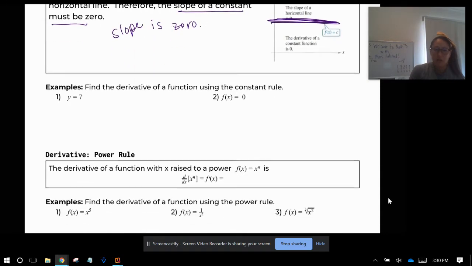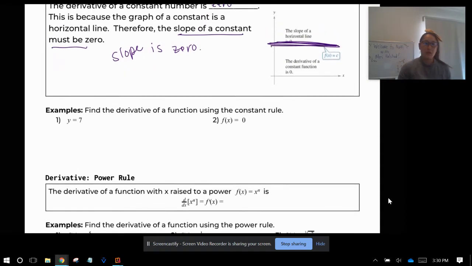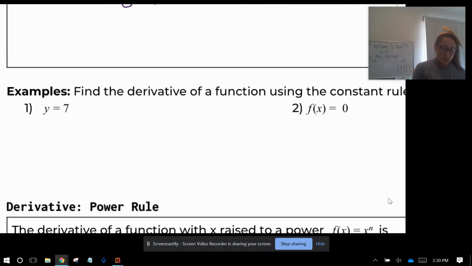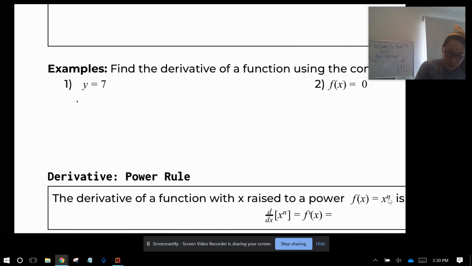All right, some examples. Find the derivative of the function using the constant rule. We write this as the derivative of y with respect to x, which means that x is the variable. We're basically taking the derivative of 7. 7 is a constant. What's the rate of change of 7? It's 0. The derivative is 0.